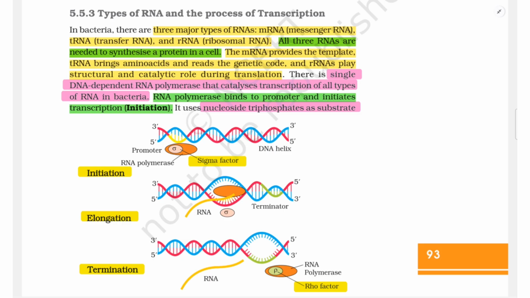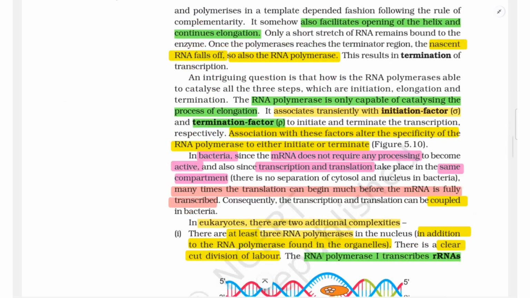RNA polymerase binds to the promoter and initiates transcription, which is known as initiation. It uses nucleoside triphosphates as substrate and polymerizes in a template-dependent fashion following the rule of complementarity. It somehow also facilitates opening of the helix and continues elongation. Only a short stretch of RNA remains bound to the enzyme. Once the polymerase reaches the terminator region, the nascent RNA falls off, so also the RNA polymerase. This results in termination of transcription.